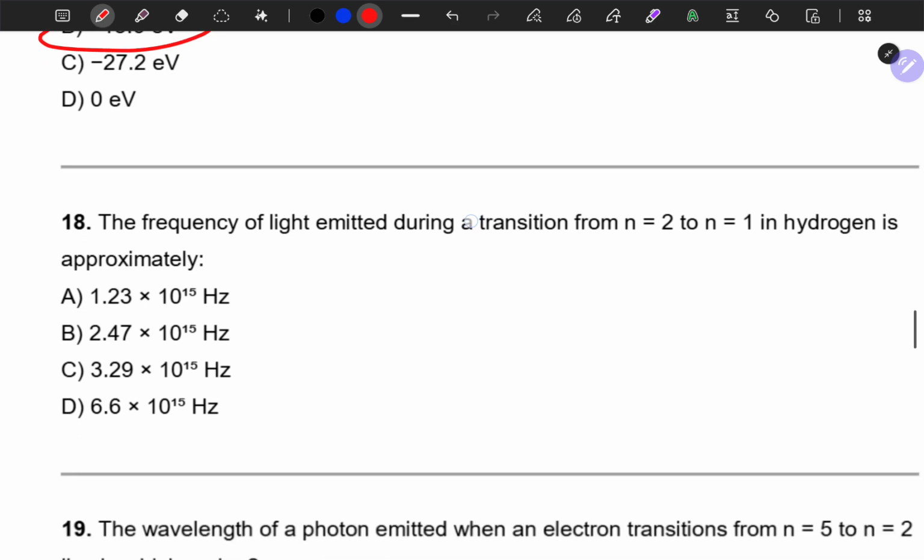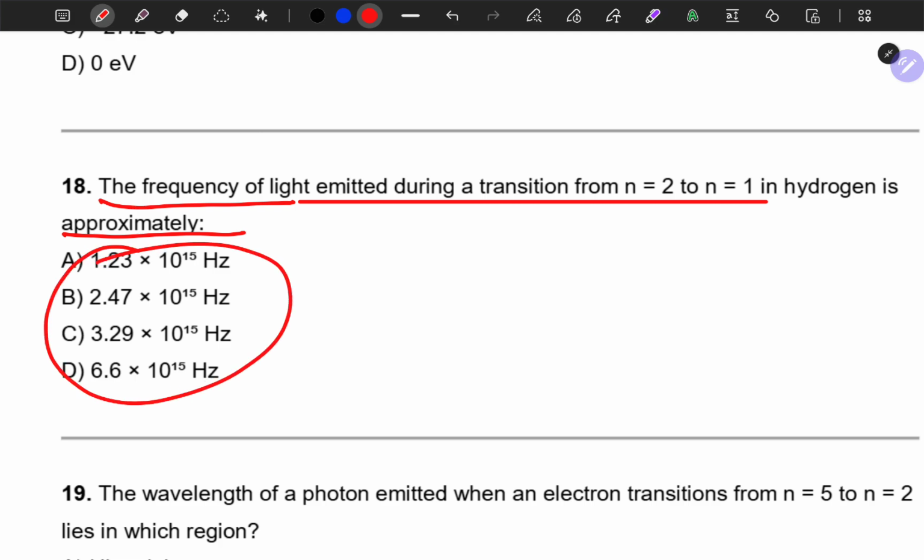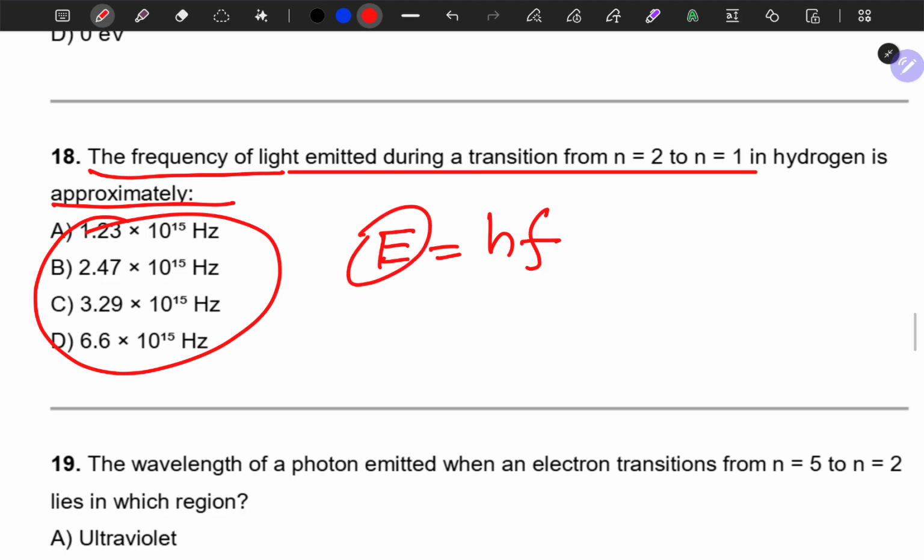The next question is the frequency of light emitted during a transition from n is equal to 2 to 1 in hydrogen atom is approximately. Again the same calculation, but this time the frequency is required, so we will have to switch over the result and one can easily find out the value. This is the equation where first of all one finds the energy, or it can also be done as f is equal to c by lambda. So first of all calculate the wavelength and then find out the frequency. Whichever is easier, you can go with that.